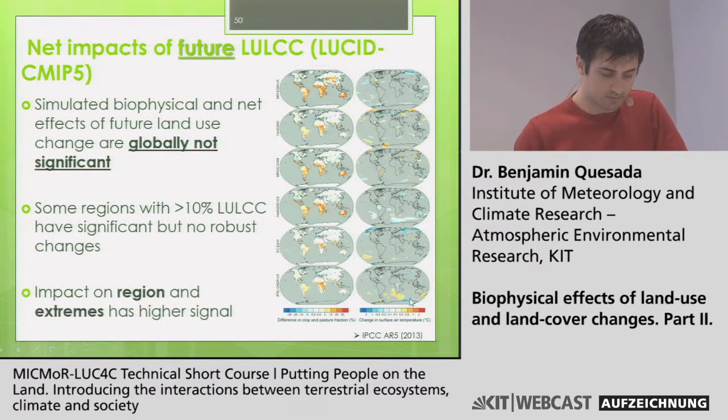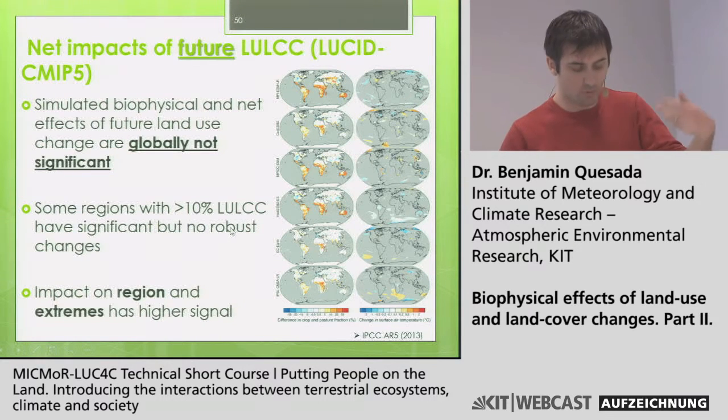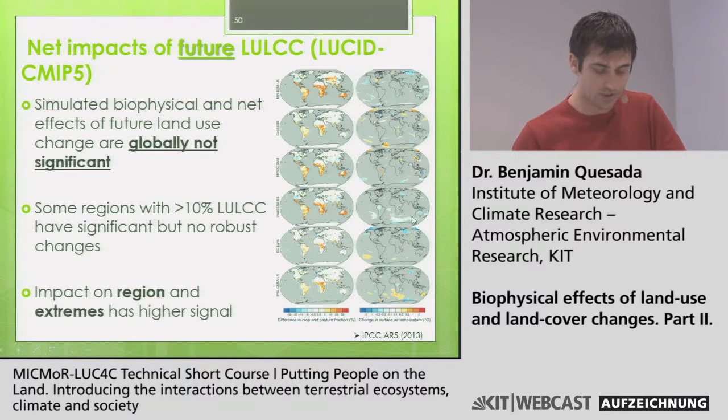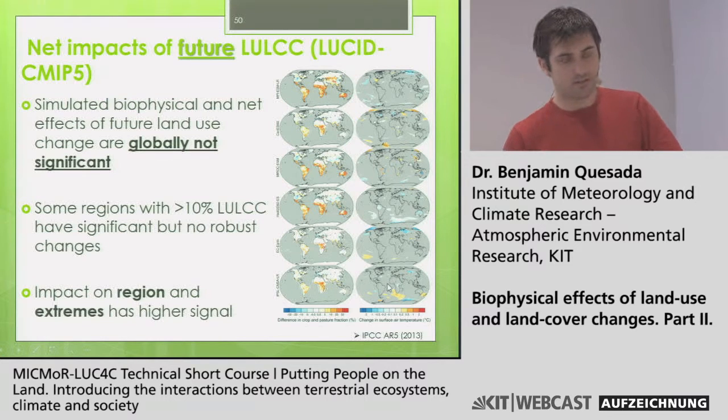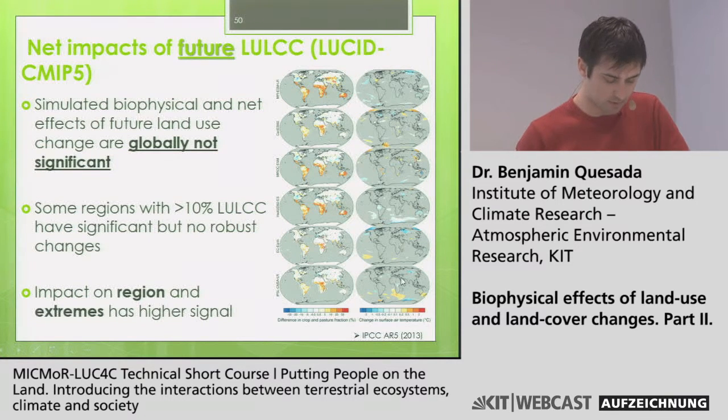So in general, the simulated biophysical and net effects of future land use change are globally not significant, both for temperature but also for precipitation. Some regions, of course, with more than 10% of land use and land cover change for the future have significant changes, but they are not robust among the models. We can have higher signals for regional patterns or extremes, for example, for hot extremes.